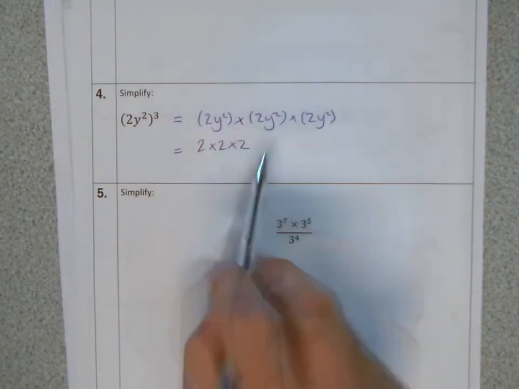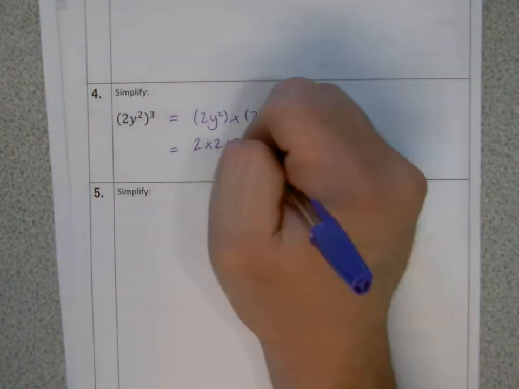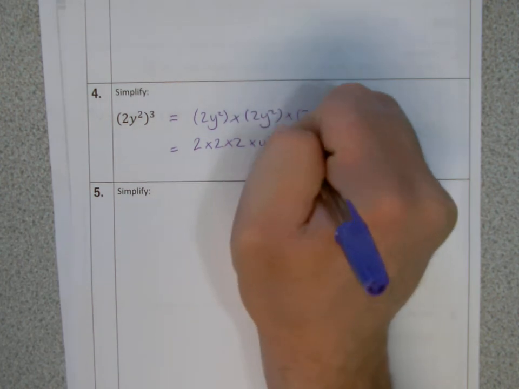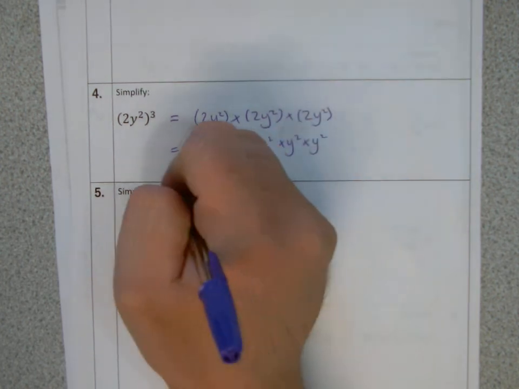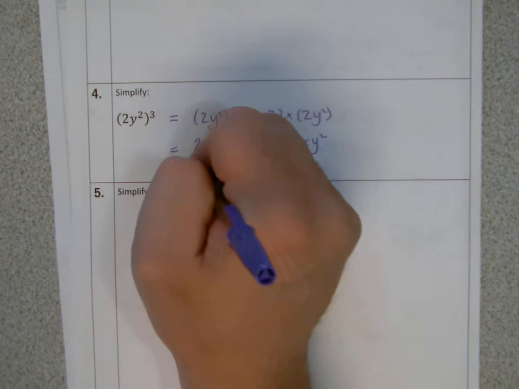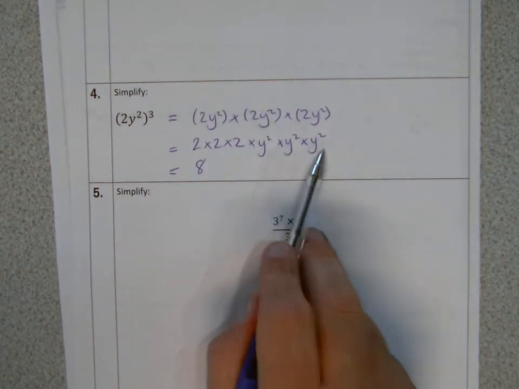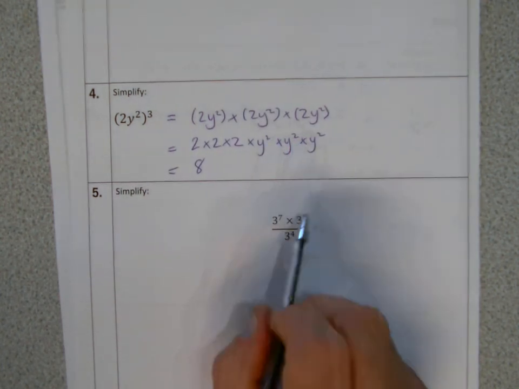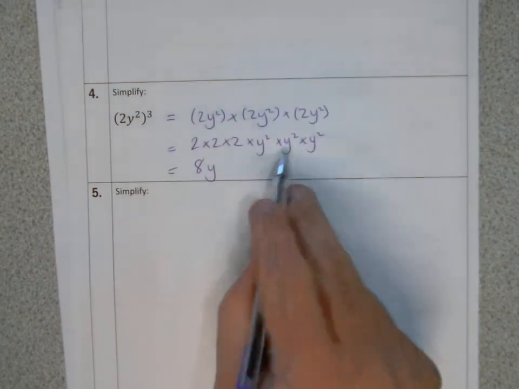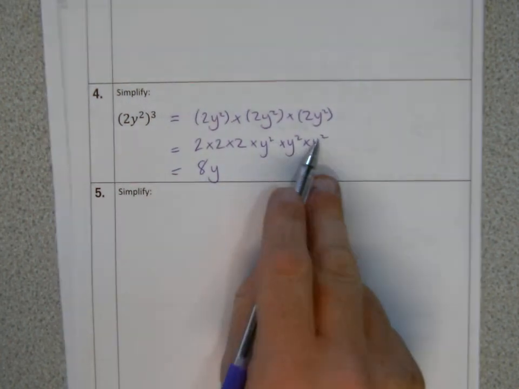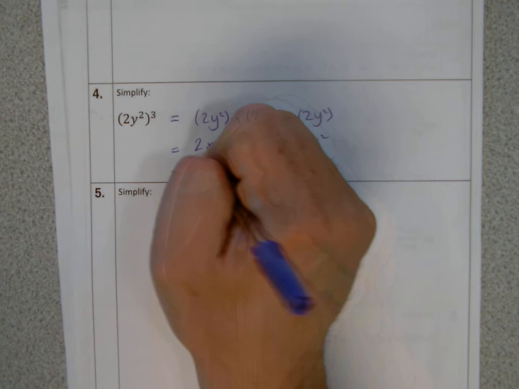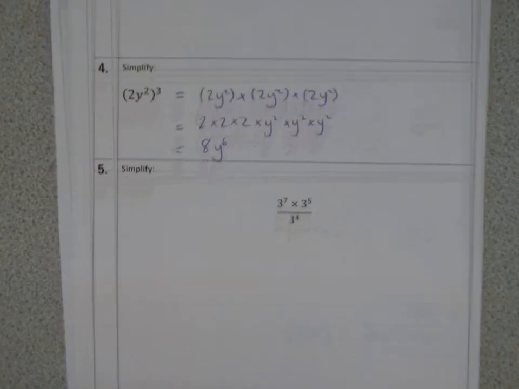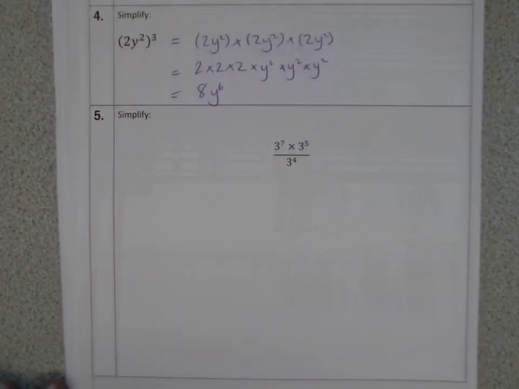And then the letters, y squared times y squared times y squared. Now 2 times 2 times 2 is 8. And y squared times y squared times y squared, well, you've got to add the powers, haven't you? Add the powers when you're timesing, and if you add the powers there, you get 2 plus 2 plus 2 is 6.